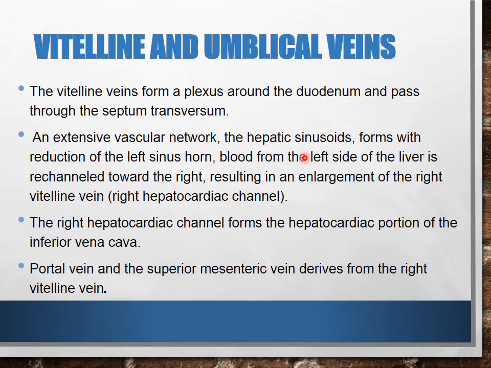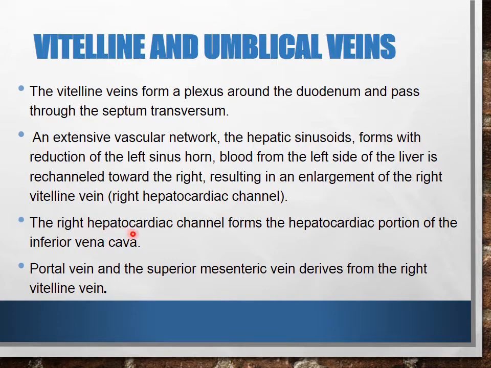So these veins are giving rise to the hepatic sinusoids, and also when the left sinus horn obliterates and is reduced in size, blood from the left side of the liver is re-channeled towards the right side, towards the right vessels, and this gives rise to the enlargement of the right vitelline vein. Then we label that vein the right hepatocardiac channel. I will show you in the next diagrams and pictures.